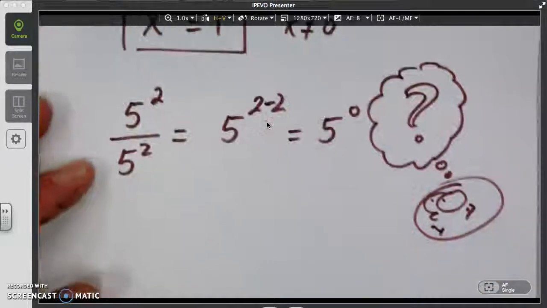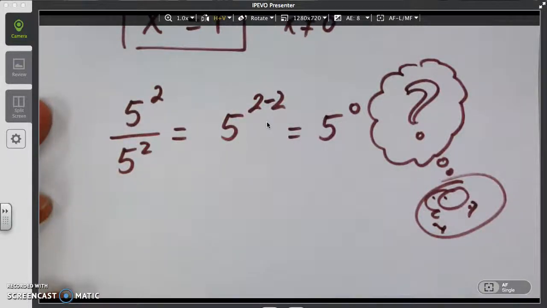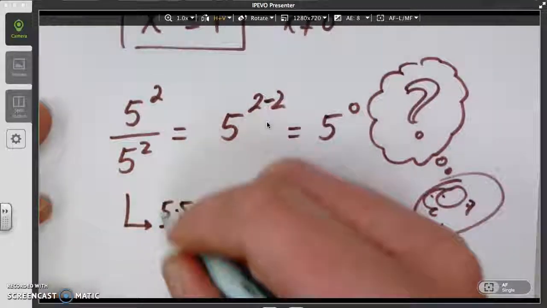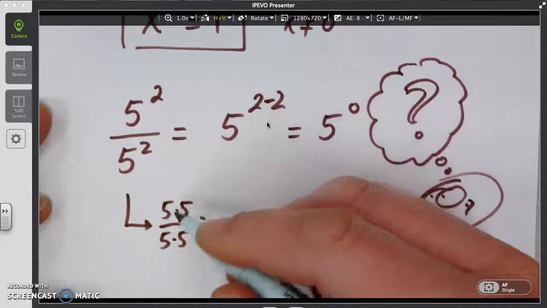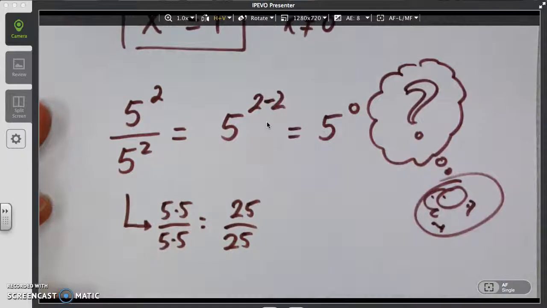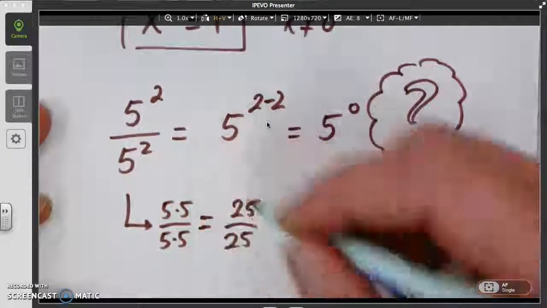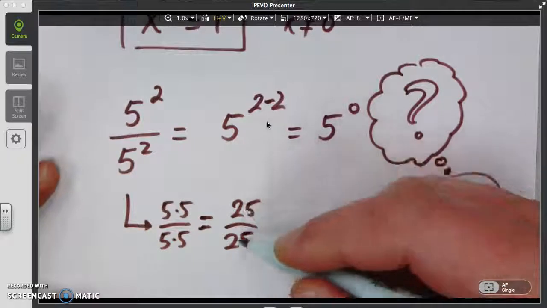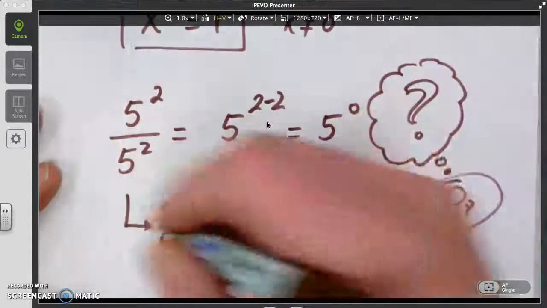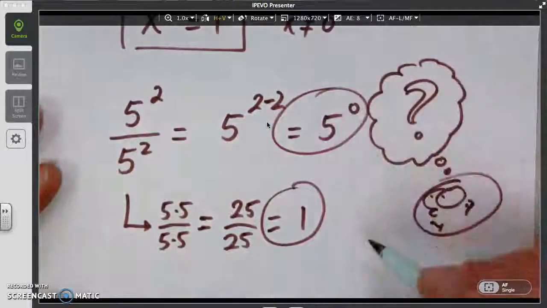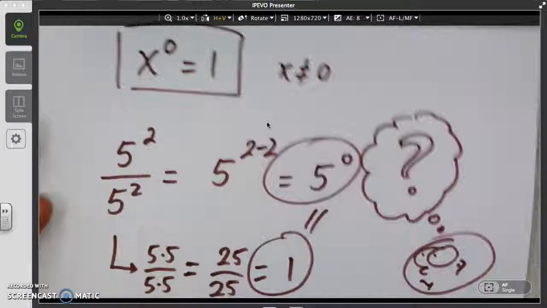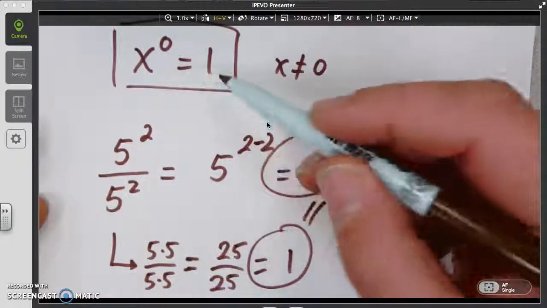So let's, again, like we did before, do it another method. 5 to the 2 is 5 times 5, which is 25. Fractions mean division, so 25 divided by 25 is just 1. So if we did it this way and it equals 1, and we did it this way and it equals 5 to the 0, the only thing that's possible is that 5 to the 0 must be the same as 1. And that explains why anything to the 0 is 1.